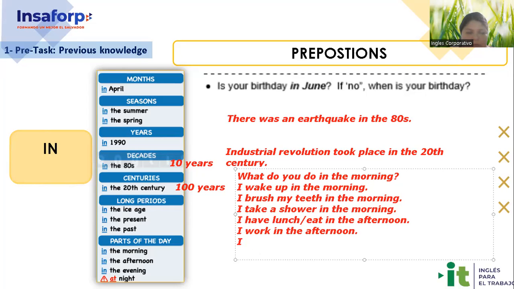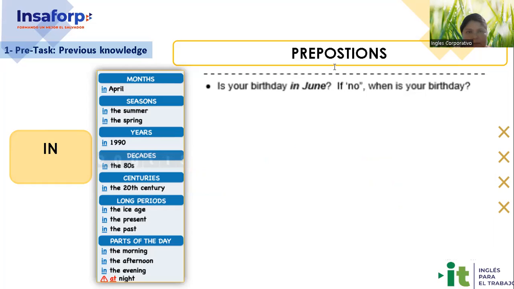Okay. So what else do you do in the afternoon, guys? I have a break. Okay, I have a break. Good. Okay, so you see it's super easy. You're using parts of the day in order to specify a time. Estas preposiciones las utilizamos con el propósito de indicar un tiempo. Entonces aquí en la mañana, en la tarde, vamos de general a más específico. Okay, let's continue with some more. Ya después van a tener tiempo para hacer sus ejemplos.